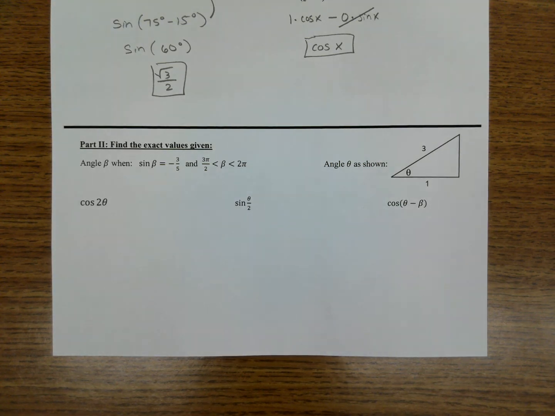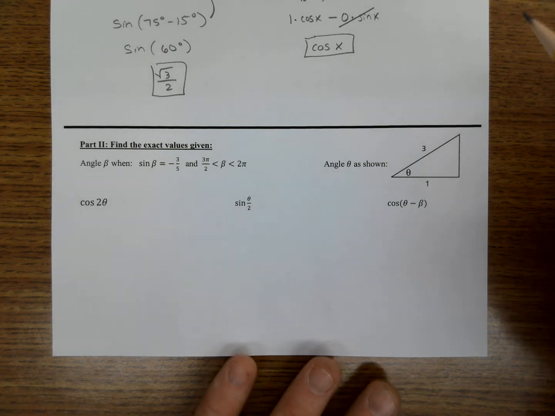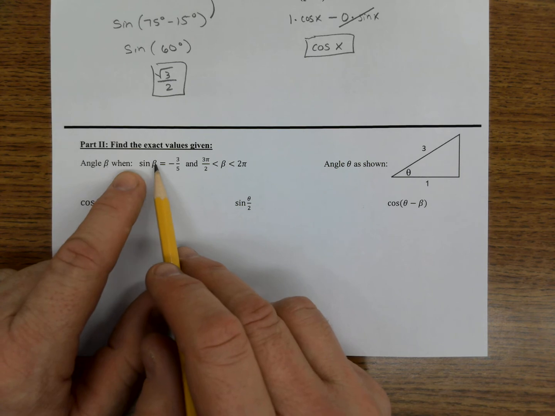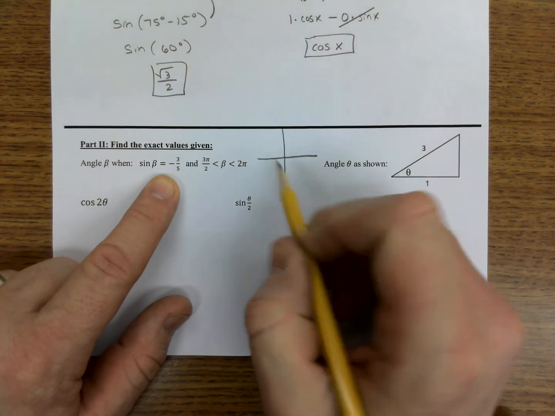All right, here we go. We're going on with part 2 of these problems. They're about sum, difference, and half angles. Well, we have angle beta. I don't know what it is, but it has this sine value. So why don't I go ahead and draw it?